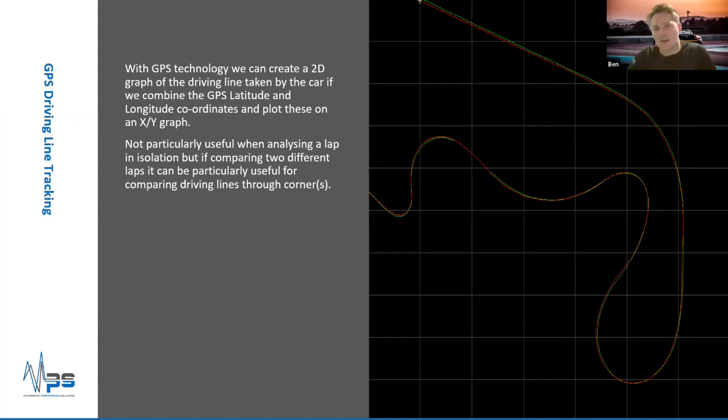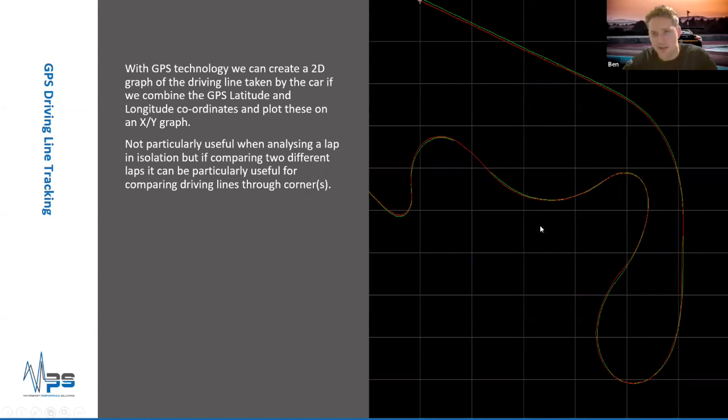So practically what that means is this is how GPS tracking works. It's laid out the driver's route around the track. So it's essentially drawn a track map for you. This is particularly useful in this situation where I'm looking at two different drivers here, one's in red, one's in green. And there we can easily see differences in driver lines.